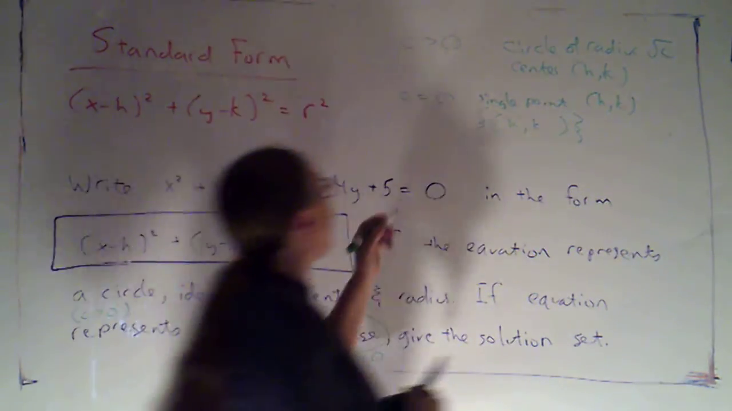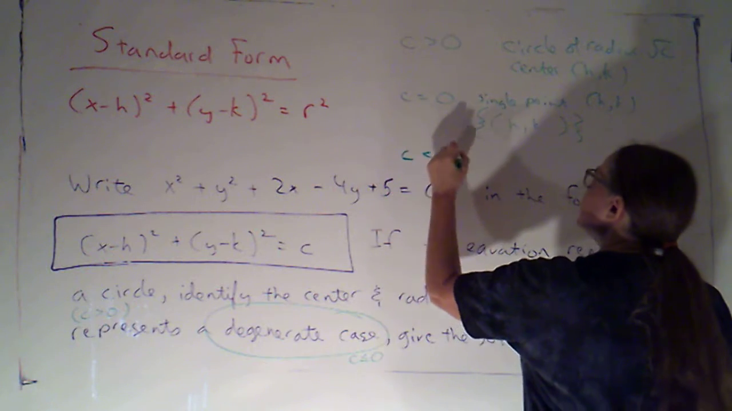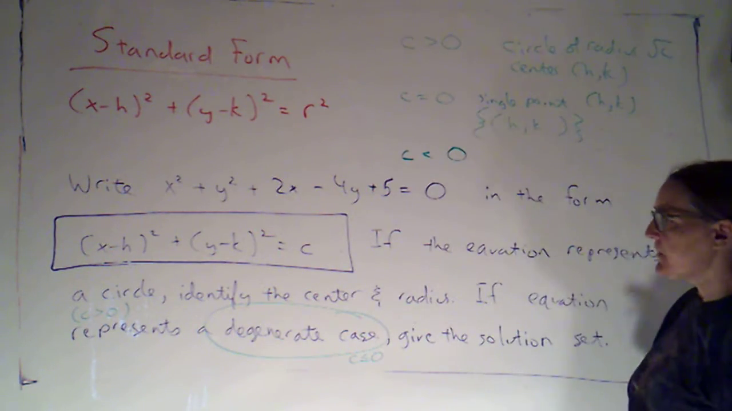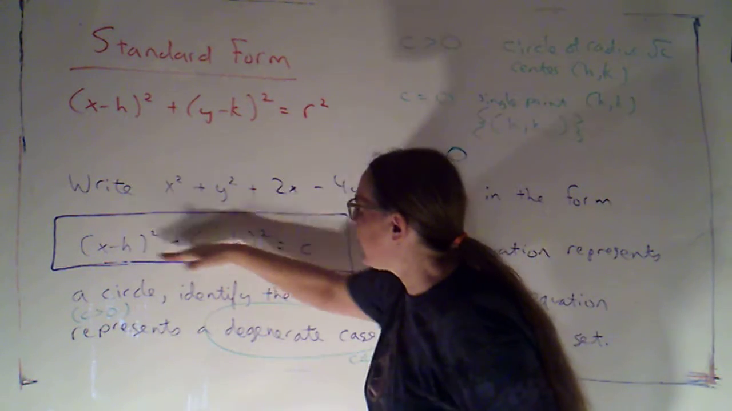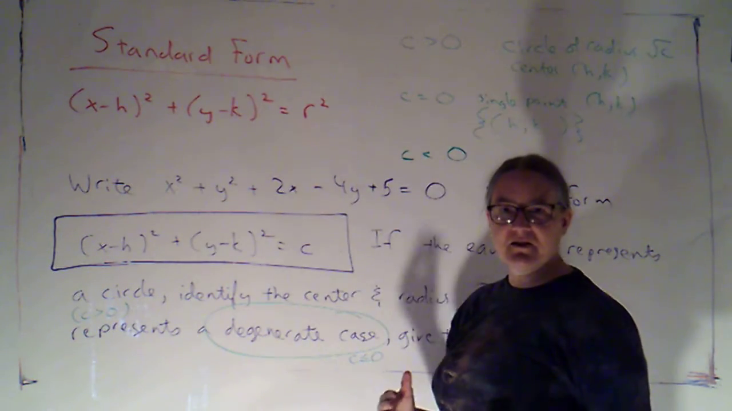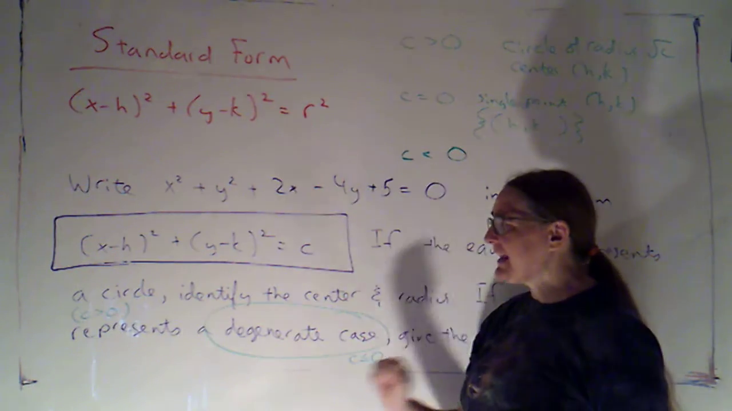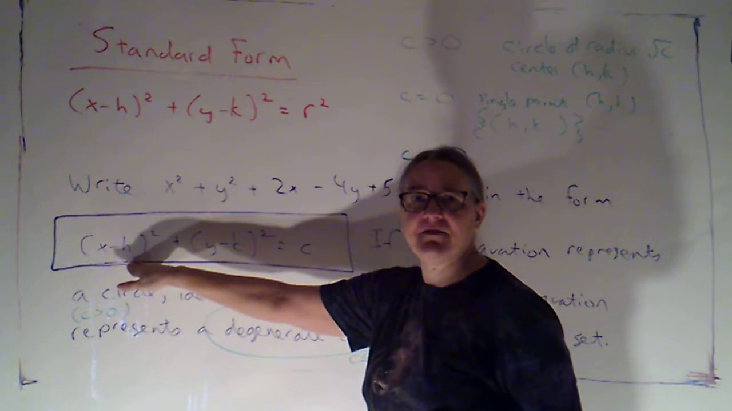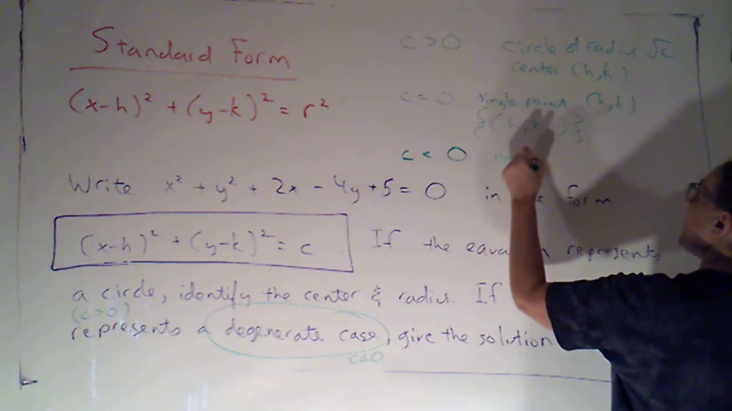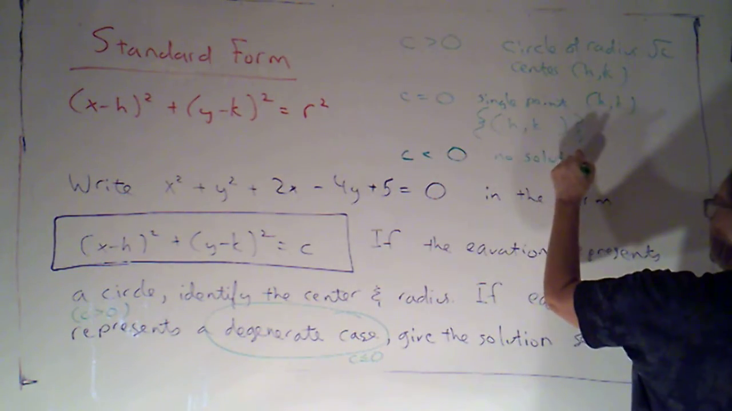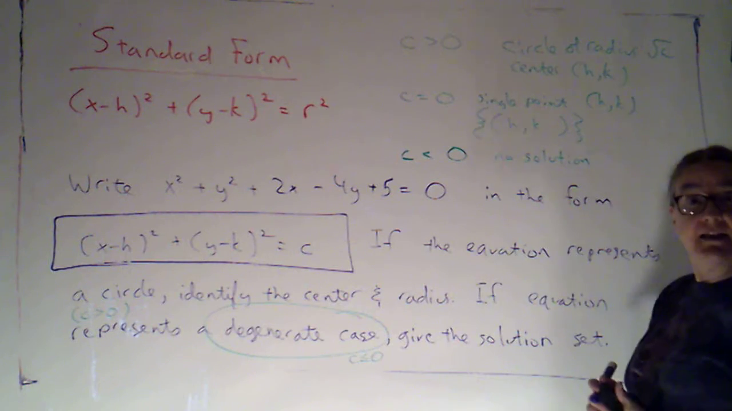Okay, and let's see what happens if c is less than 0. Well, that's not possible, because we just said the smallest this left-hand side could be is 0. It can't be negative. I can't add 2 non-negative things and get a negative number. So if c is less than 0, I would have no solution, and I'm fine with you writing that in words.